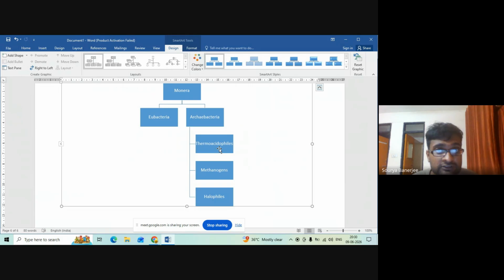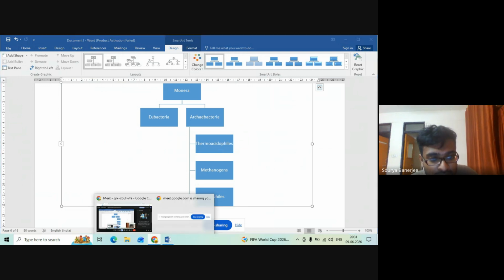In case of methanogens, you know that cows, buffalo, those kinds of domestic animals, produce methane gas. How? These methanogens are present in their gut, in the ruminant stomach. Normally they are present in marshy areas, and halophiles are present in salty areas. So that's it, nothing more.